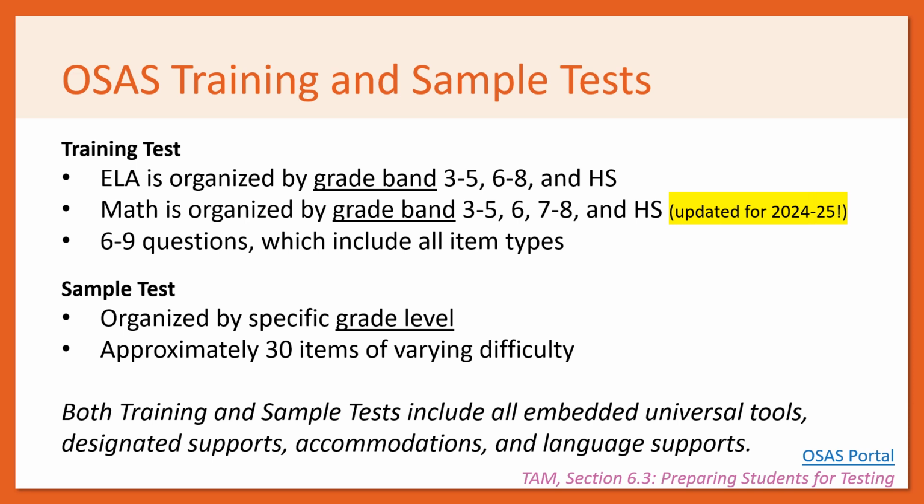The second is the sample test, which is aligned to specific grades. Sample tests provide students and educators a look at the grade-specific operational assessment. Sample tests include approximately 30 items that vary in difficulty. Scoring guides for the sample tests are available on the OSAS portal under the Resources label. Both training and sample tests include all embedded universal tools, designated supports, accommodations, and language supports.